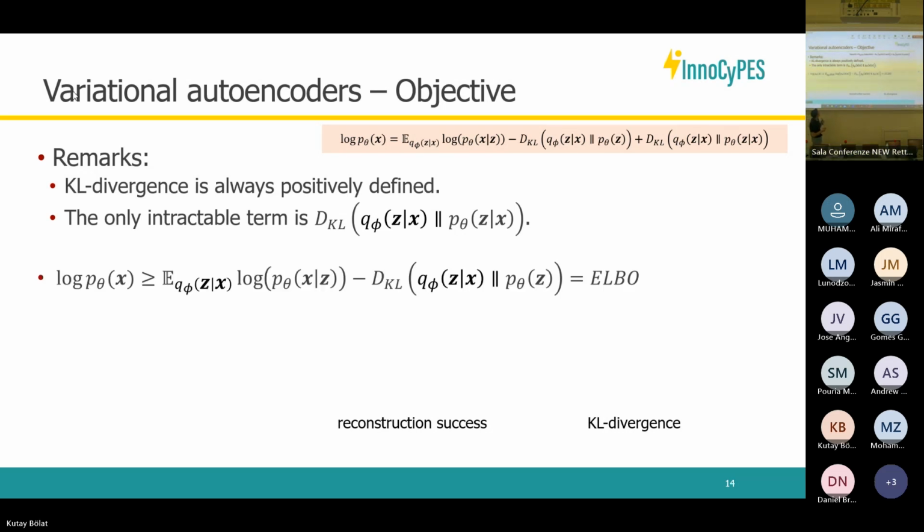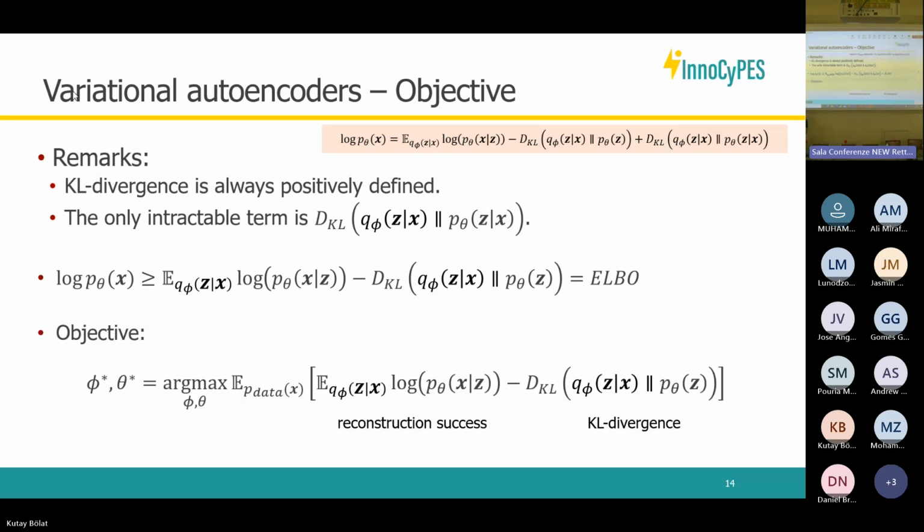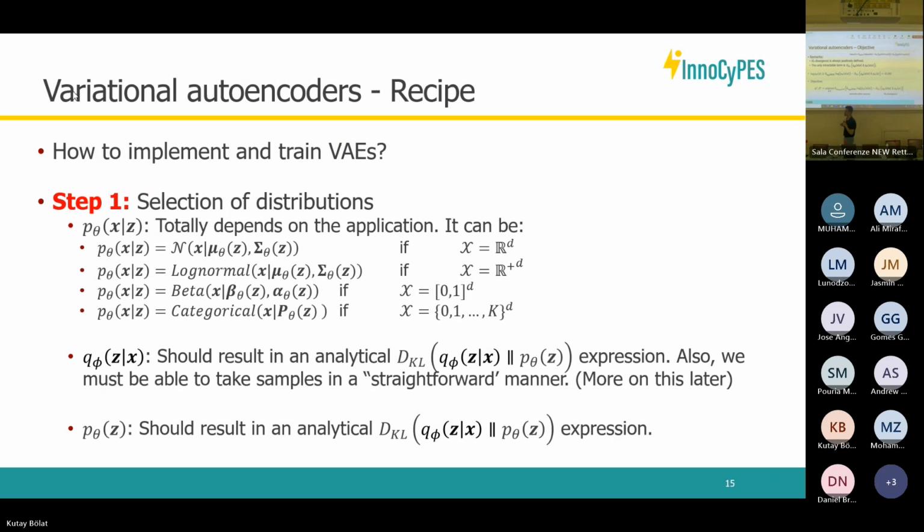So we can lower bound it. Great, right? We just get rid of the thing that we cannot calculate. We lower bound it, and it's always lower than the log likelihood. And we call it the evidence lower bound. So if we maximize this evidence lower bound, we're also maximizing the marginal log likelihood that we want. Great. So we ended up with the reconstruction term and the KL divergence terms.